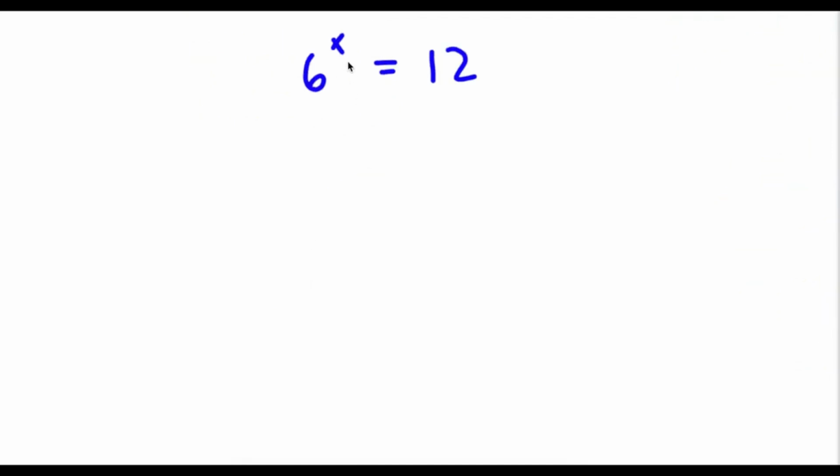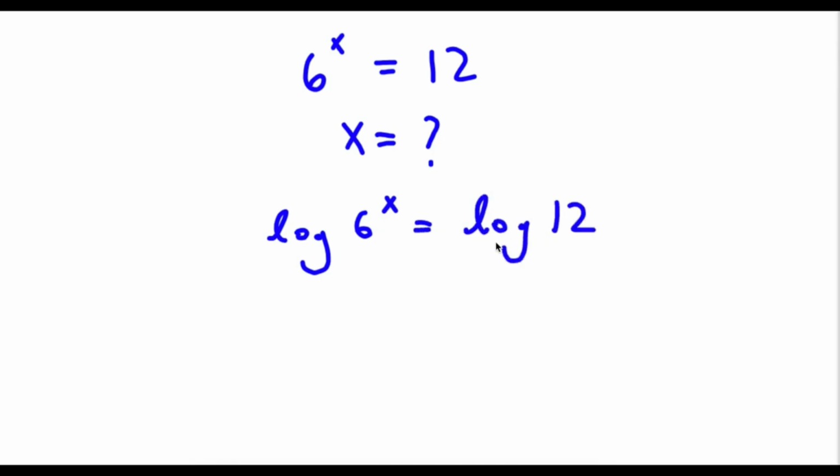All right, so I have 6 to the power of x is equal to 12. Now I want to find the value of x. So the first thing I'm going to do is take the log on both sides. So now I have log 6 to the power of x is equal to log 12.